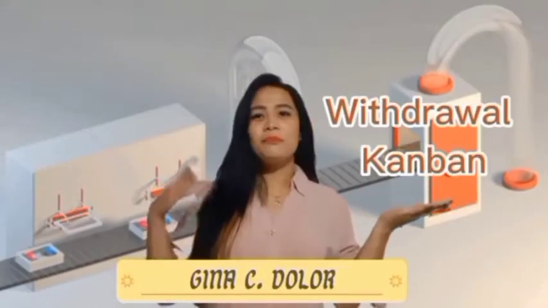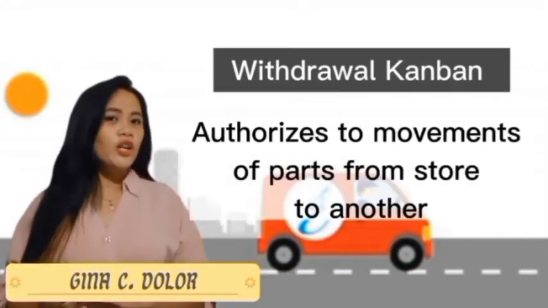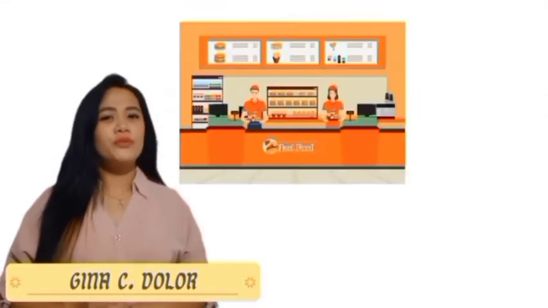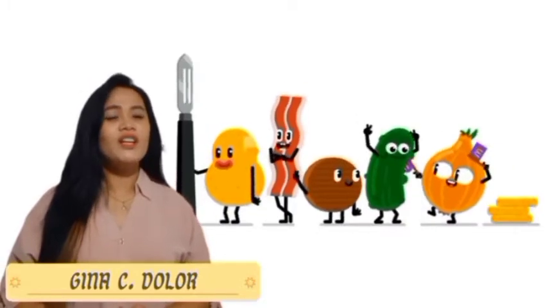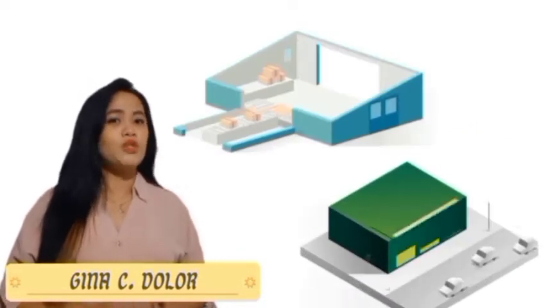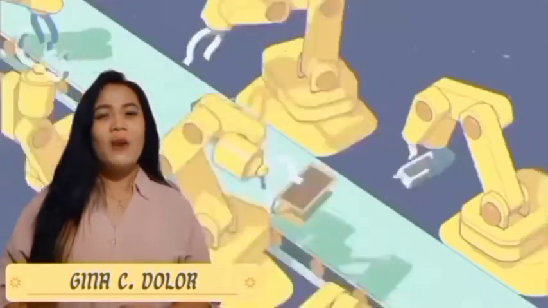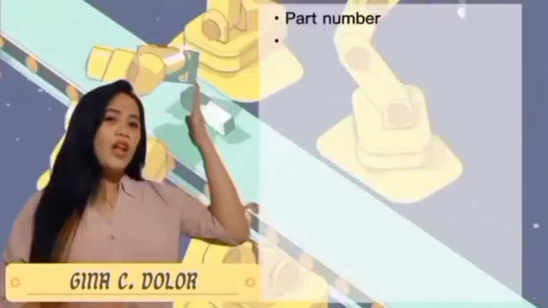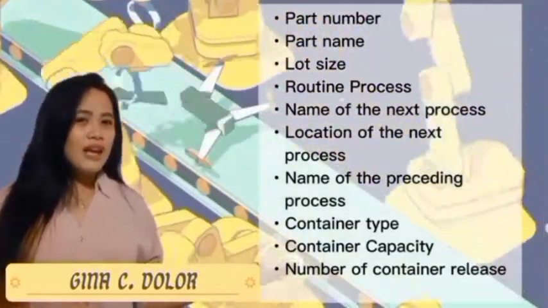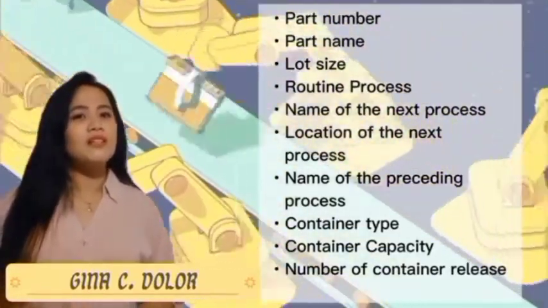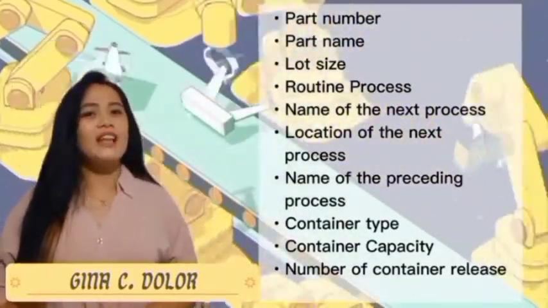There are two types: Withdrawal Kanban and Production Kanban. Withdrawal Kanban authorizes movement of parts from one store to another. For example, in a fast food chain, you order a burger. Before having the produced burger, the materials or ingredients to make that product may come from the storeroom or from the supplier. Those movements are called withdrawal Kanban. A withdrawal Kanban usually carries the following information: part number, part name, lot size, routine process, name of the process, location of the process, name of the preceding process, container type, container capacity, and number of containers released.